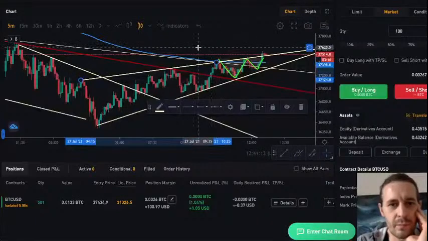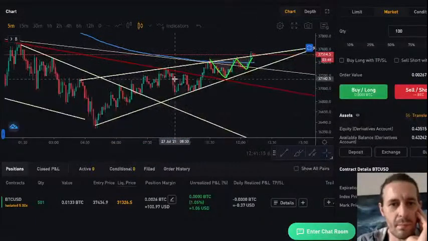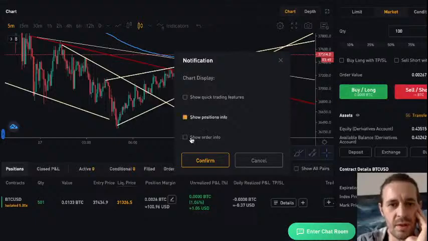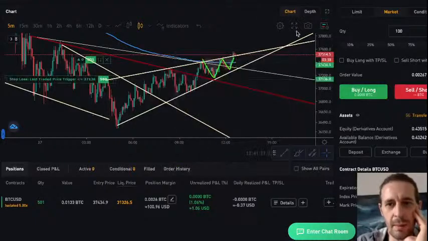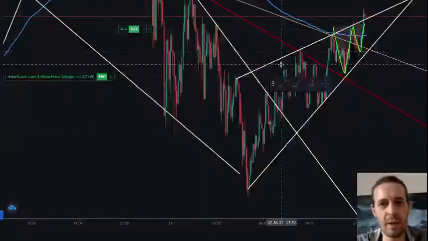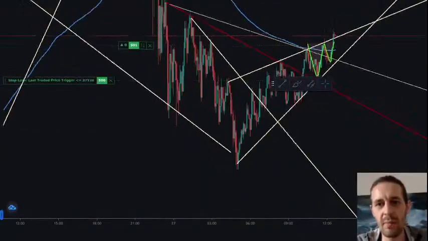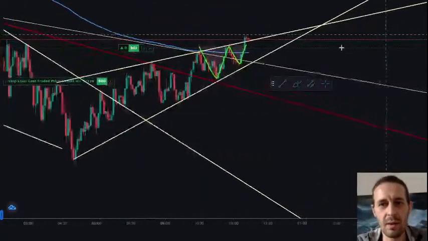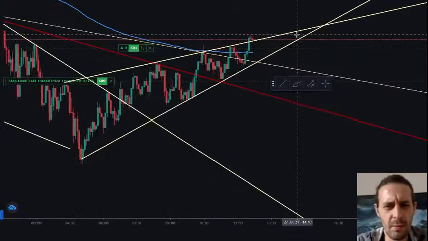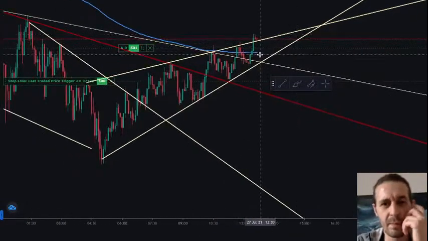Alright. This is just what I wanted to show you, that I am testing this trend line strategy on a smaller time scale, and hopefully it works out well. So let's see.